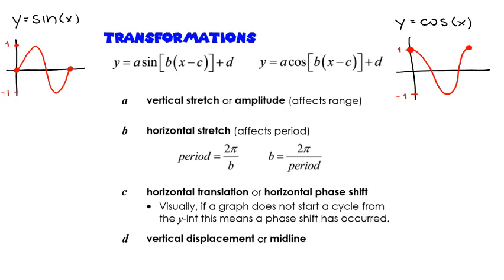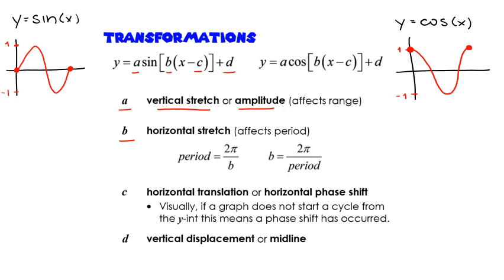Now, when we're transforming our graphs, you can apply the a, b, c, and d values to each of the sine or cosine functions. And each one of those variables does something different. A is vertically stretching our graph. It also tells us what the amplitude of our graph is. The b value acts as the horizontal stretch, and that is going to affect the period of our graph.